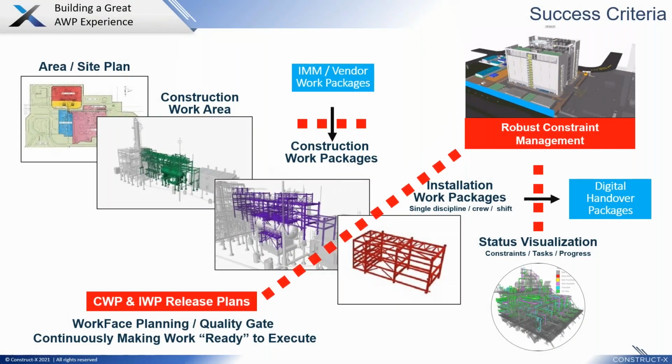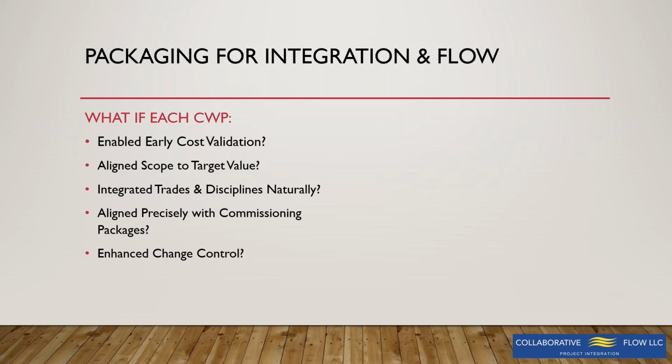So if you look here, this was Fernando's slide, it all looks the same. But what I want to talk about is this one line. This is construction work packages as area and single discipline, and it's ironic that it showed up exactly in the middle of the slide. That is the one thing I was going to highlight. So if we package for integration and flow, instead of packaging for how we're going to buy it, you can imagine that each CWP enabled early cost validation so we could avoid or mitigate that all too common problem I talked about.